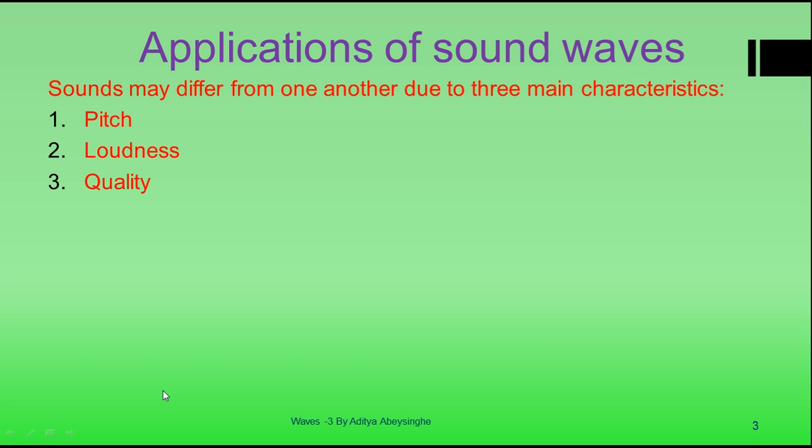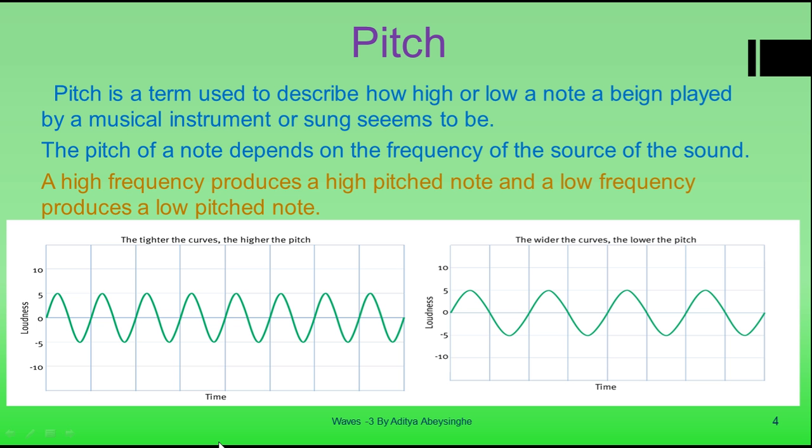So sounds differ between various instruments due to three main characteristics. One is the pitch, the second is the loudness, and the third is the quality. My intention in this video is to explain these three characteristics and then explain the applications of sound waves as a whole. To start with, first of all I will explain what is meant by pitch.